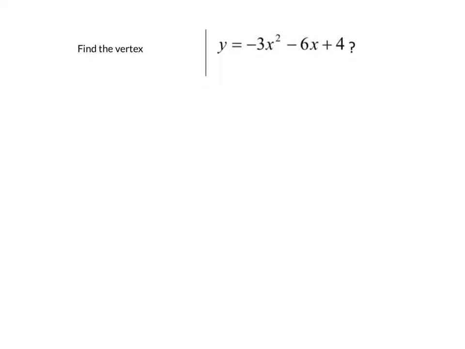Alright, I'm going to show you how to find the vertex by hand if you were not using a calculator or a graphing tool like Desmos of some sort. So first we would need to find the axis of symmetry using the negative b over 2a formula.